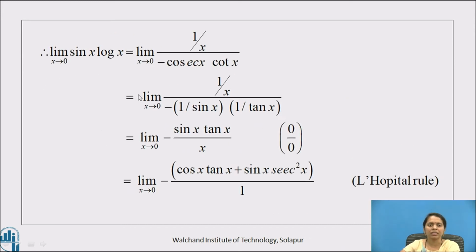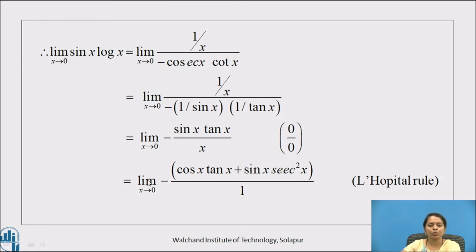Again, that is equal to limit x tends to 0, 1 by x divided by minus times. For cosec x, it is 1 upon sin x. For cot x, it is 1 upon tan x. Now, writing the two terms into numerator, we will have it as limit x tends to 0 minus times sin x into tan x whole divided by x, which is in 0 by 0 form.